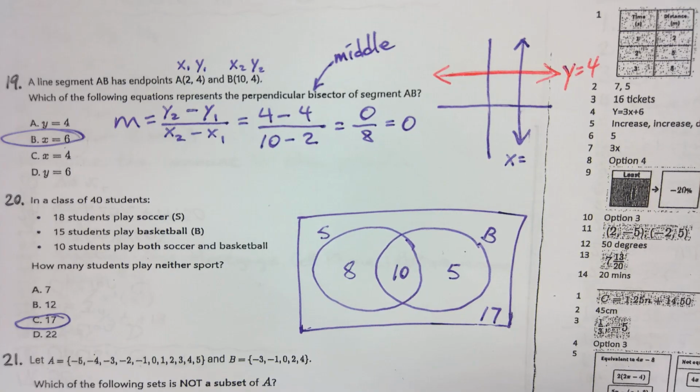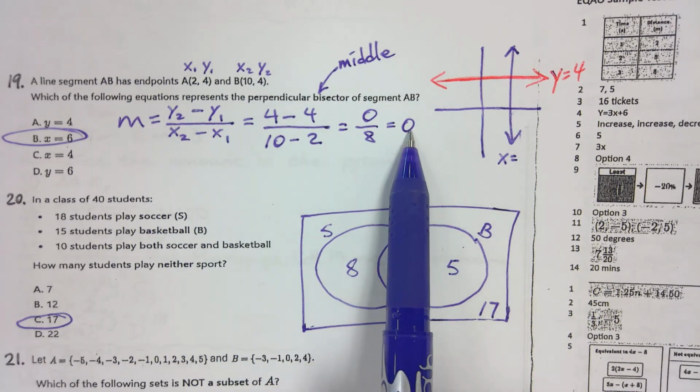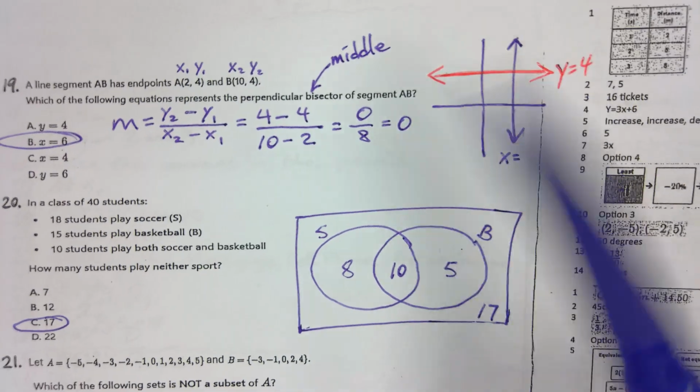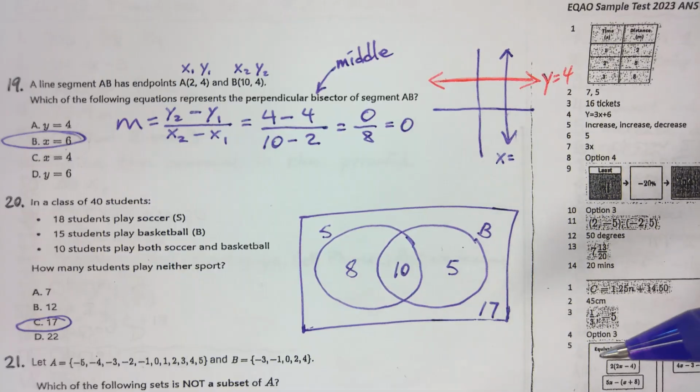What's 8 divided by 0? No, 0 divided by 8 is 0. But 8 divided by 0? No, undefined. So m equals 0, it's a horizontal line. M equals undefined, it's a vertical line.